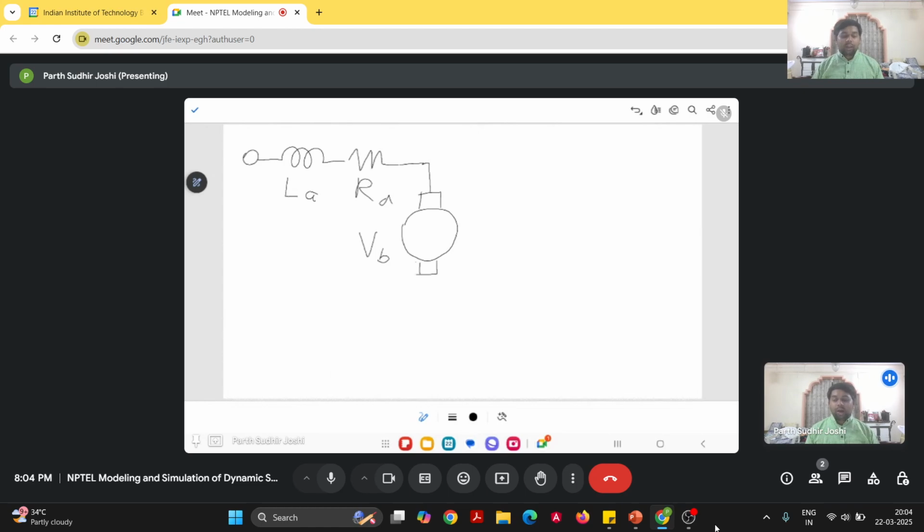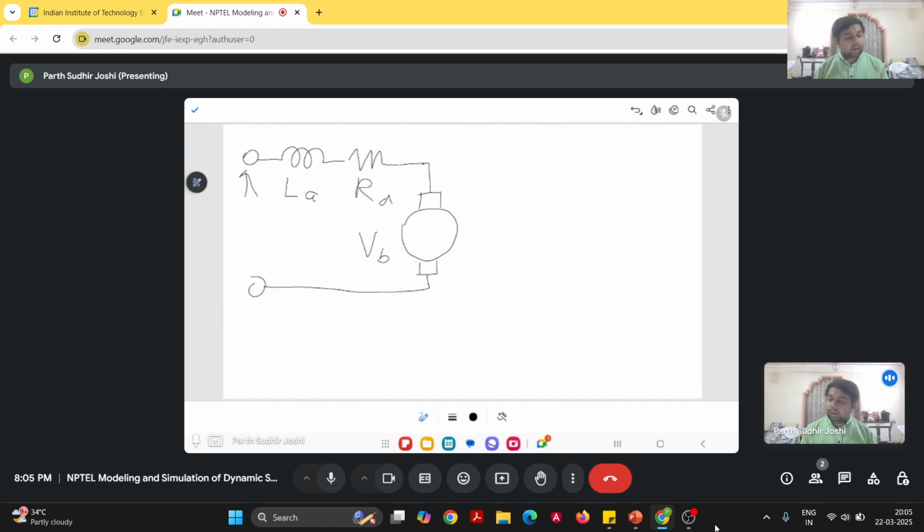That back EMF will oppose the cause, that is the flux that is being cut. Because of the change in the magnetic flux linked to the coil, there will be a voltage induced across the armature. That is called back EMF, and it will oppose the cause, that is basically the rotation.